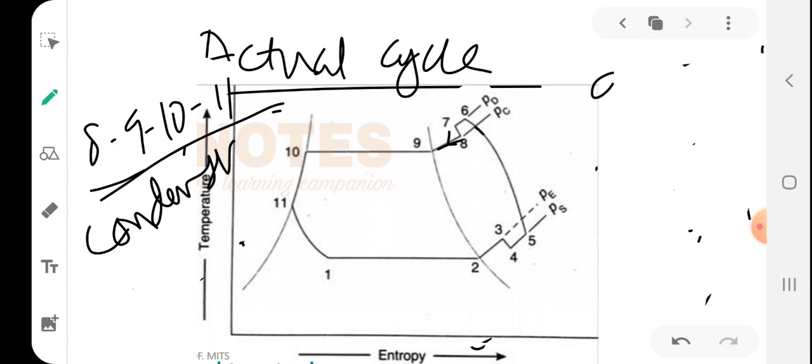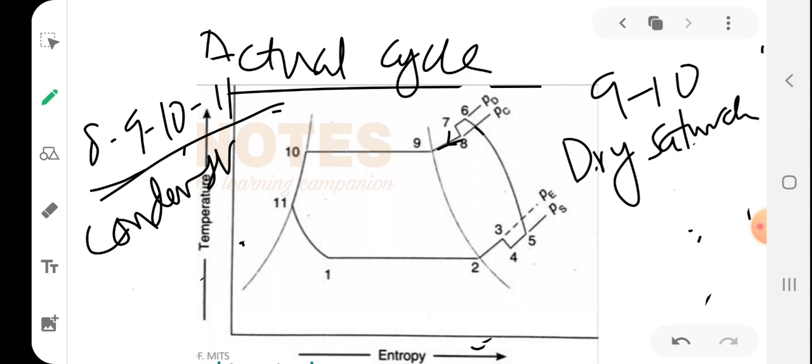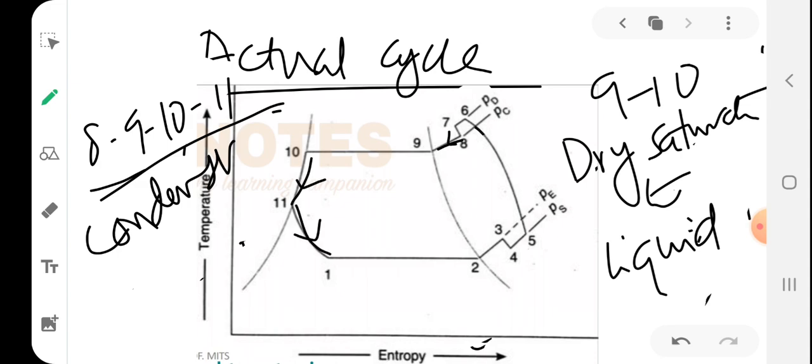Process 9 to 10, what is 9 to 10? 9 to 10 is the removal of latent heat, which changes the dry saturated refrigerant into a liquid, or saturated liquid, refrigerant. And process 10 to 11 is subcooling. I have told you earlier, subcooling of liquid refrigerant in the condenser takes place from 10 to 11 before passing it through the expansion valve. Now 11 to 1. So what is 11 to 1?